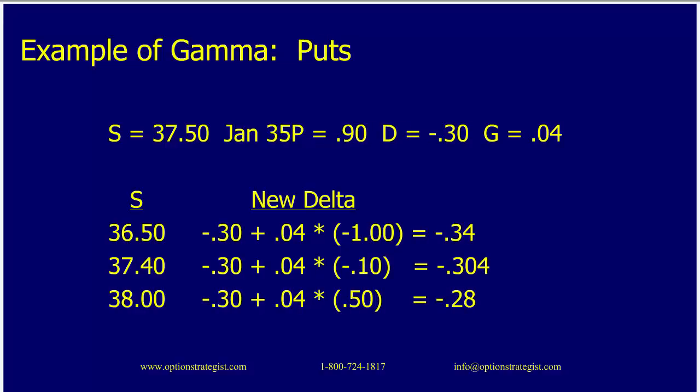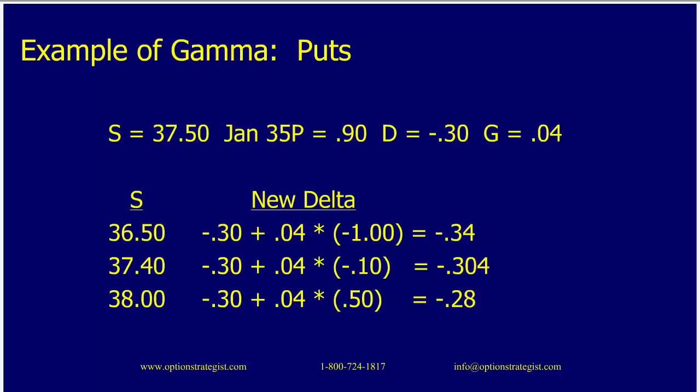Yeah, same kind of example with puts. So we have the stock at 37.50. Notice the gamma is the same as it was for the calls, but the delta now is -30, and we just apply the formula the same way. So with the stock going down, the delta goes to -34. With the stock going down only 10 cents, the delta would go to -0.304, or -30. And with the stock going up 50 cents, we calculate the new delta as -28.